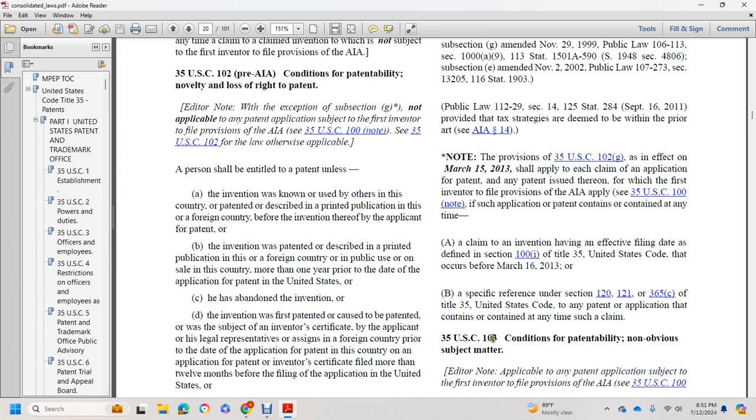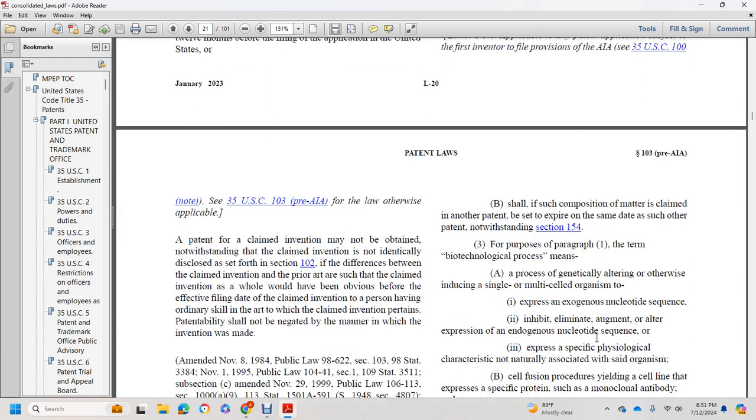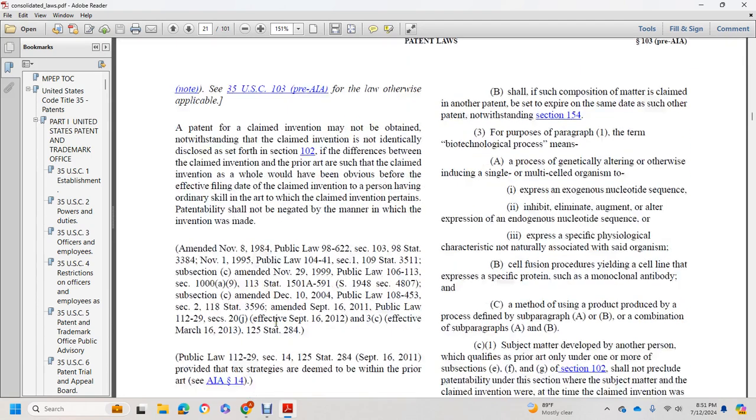35 United States Code 103, Conditions for Patentability; Non-obvious Subject Matter. A patent for a claimed invention may not be obtained, notwithstanding that the claimed invention is not identically disclosed as set forth in section 102, if the differences between the claimed invention and the prior art are such that the claimed invention as a whole would have been obvious before the effective filing date of the claimed invention to a person having ordinary skill in the art to which the claimed invention pertains. Patentability shall not be negated by the manner in which the invention was made.